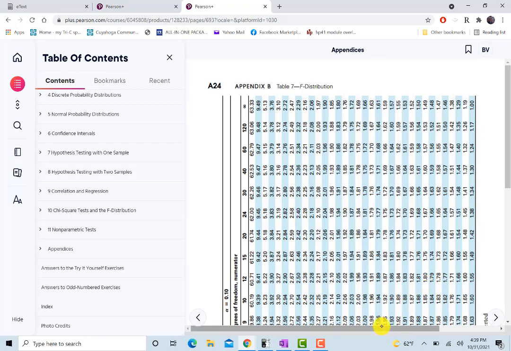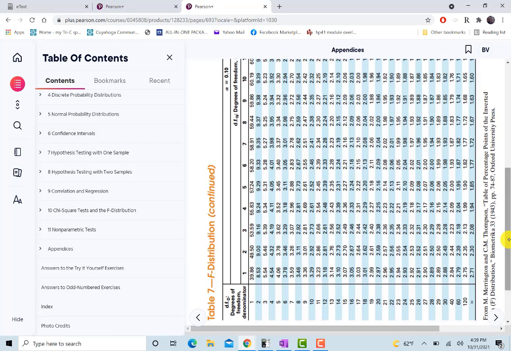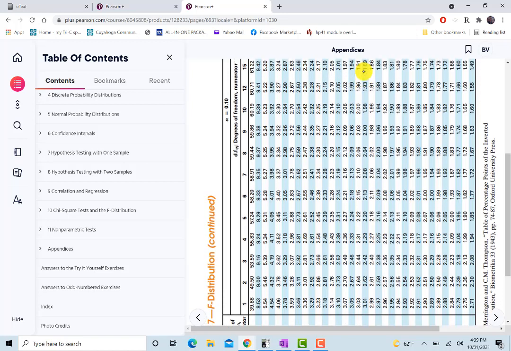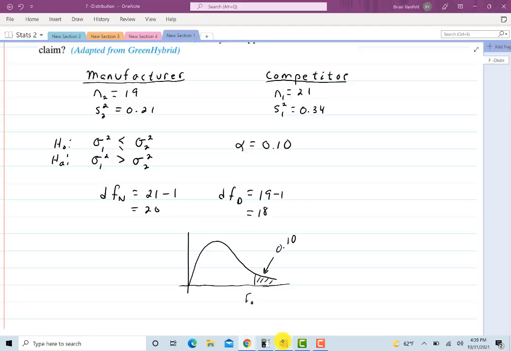All right, if you scroll through enough of the pages in the back of your textbook, you'll eventually get to alpha equals 0.10. Now I need the degrees of freedom of the numerator to be 20, which I see up here, and then I need the degrees of freedom for the denominator to be 18. So let me find the 18 first. Okay, so 18 is here in this blue band that I'm going up along. And then let me scroll underneath of it until I get to 20. So it looks like I got it. 1.84 is my f naught value.